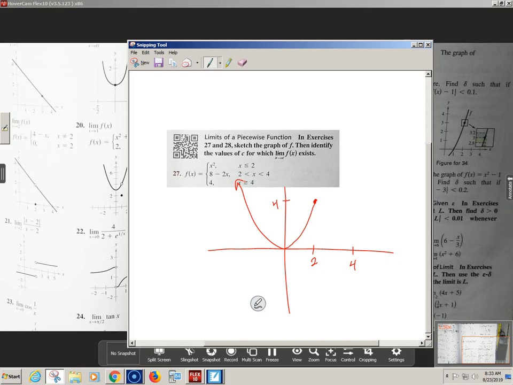Where would this line be at 2? Because it's supposed to go everywhere up to 2, just not at 2. 4. Yeah, because if you plug in, 2 times 2 is 4, and 8 minus 4 is 4. And then isn't this like a downwards facing line? Hold on, where would this be at 4? 8 minus 2 times 4 is 8. 8 minus 8 is 0. Yeah. So it's here, and it's here.